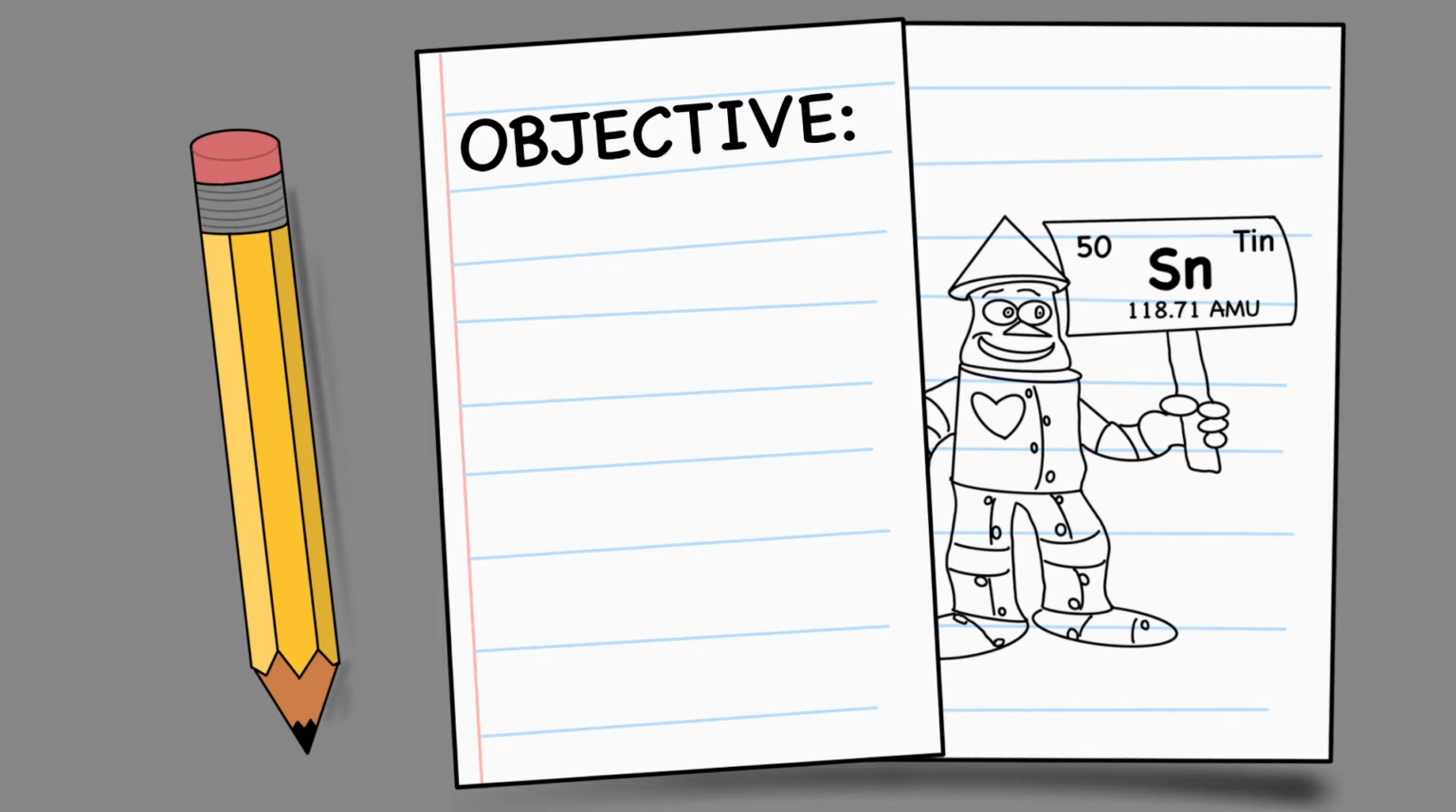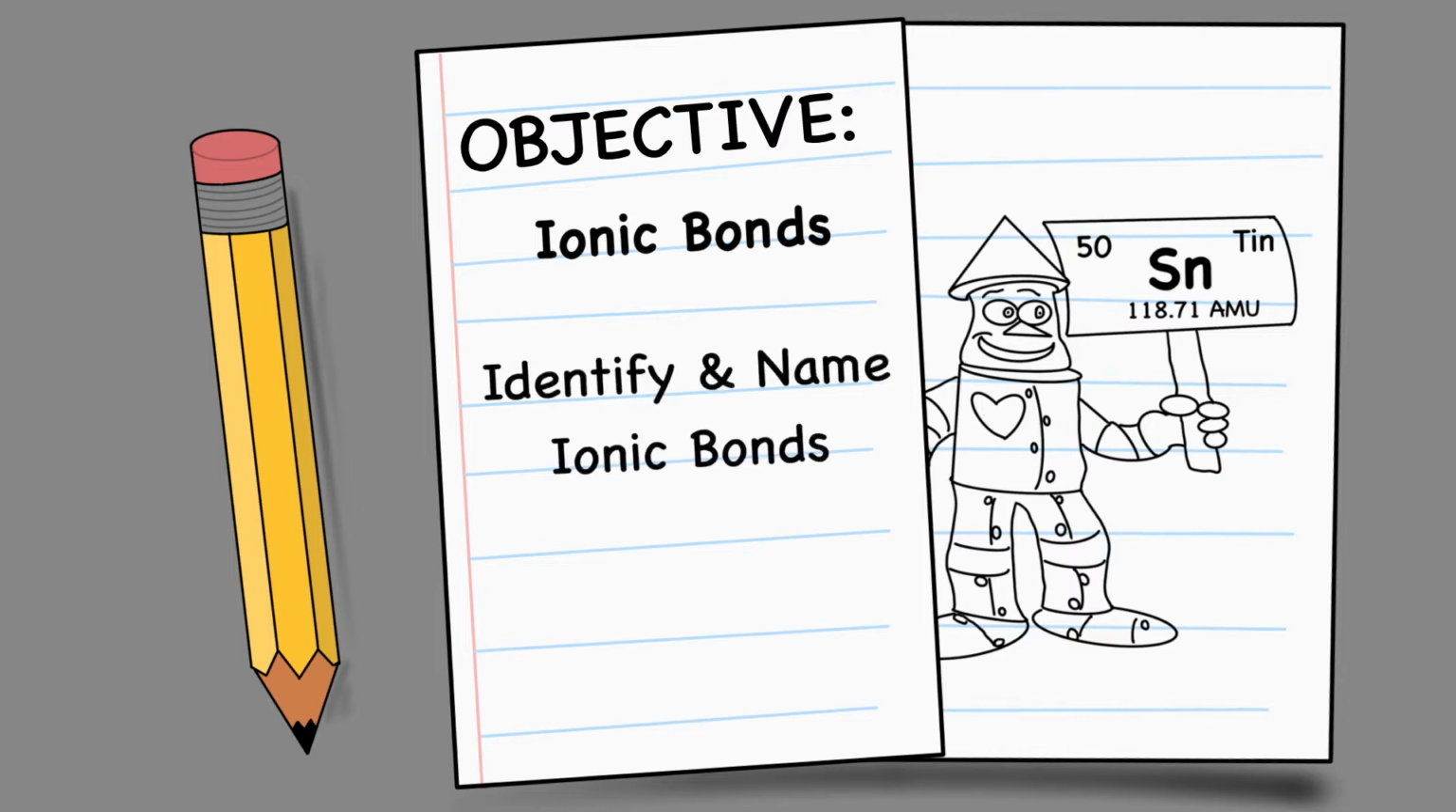Today we're going to start on ionic bonding. So we've talked a little bit about chemical bonding. Now we're going to go into a specific type, which is ionic bonding. Before we dive in, let's talk about our objective. Our objective for this video is to be able to identify and name ionic bonds. And saying that, let's dive in.